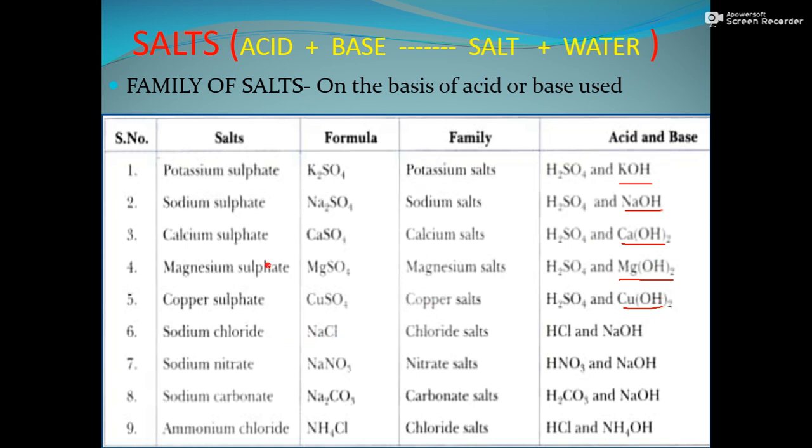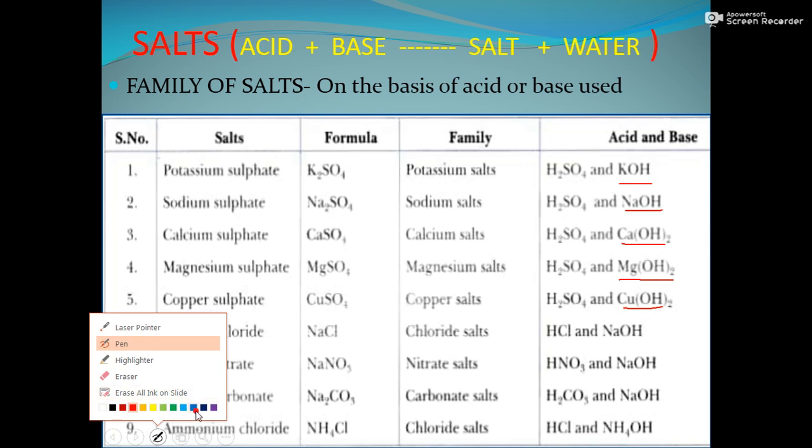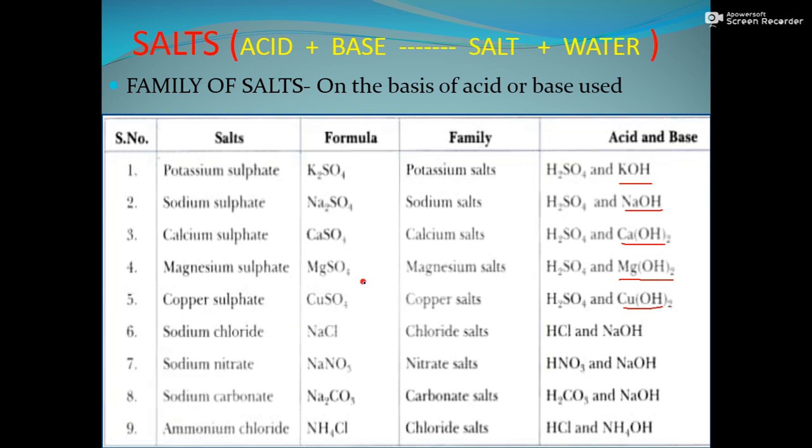Now another example is the acid used. For example, you can take chloride salt. NaCl is the chloride salt. Why? Because hydrochloric acid is used in it. Nitrate salt, because nitric acid is used in the formation of the salt. Carbonate salt, because carbonic acid is used in the formation of the salt. Again chloride salt, because hydrochloric acid is used in the formation of the salt.